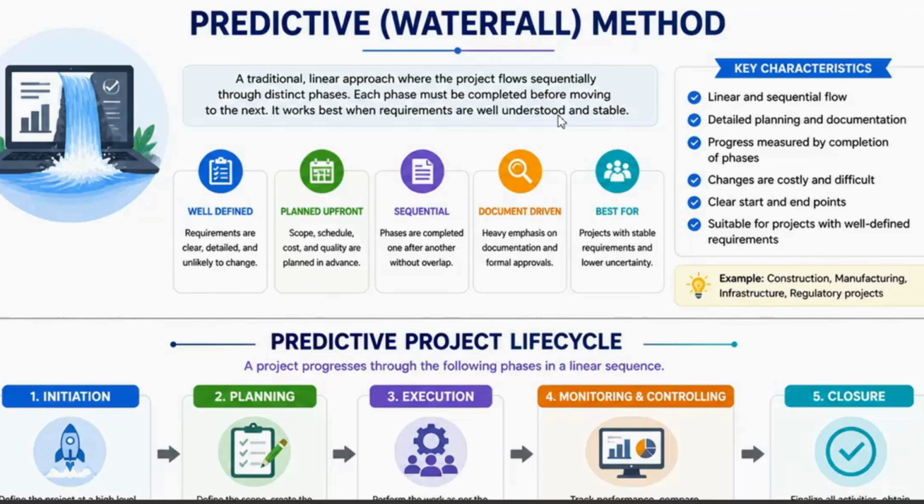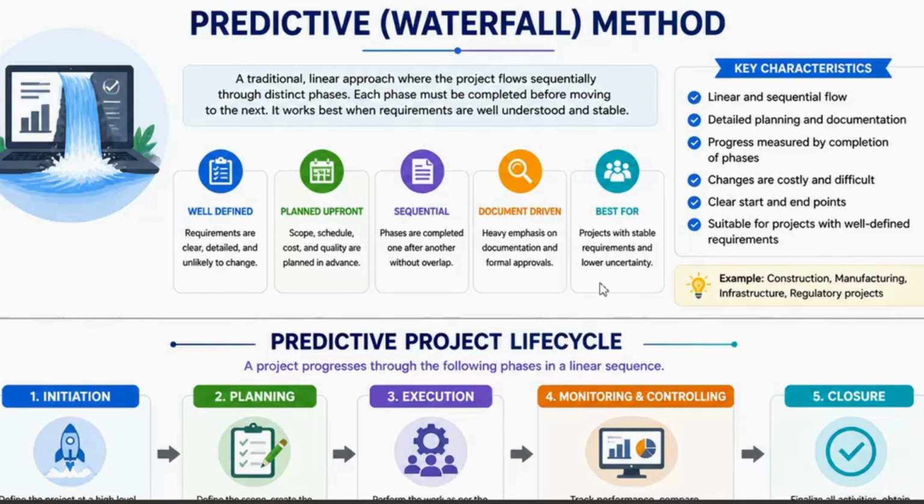Basically, what happens when the requirement has been given? For example, if you are going to build a house, we cannot build a house without a basement. So we have to start with the basement to achieve this goal. So basically, it is well defined, planned upfront, sequential, document driven, and best for projects with stable requirements and lower uncertainty. So the waterfall method is still followed by people. Basically, the PMP is for every single domain. You can use it for construction, software engineering, education and everything. So keep in mind.